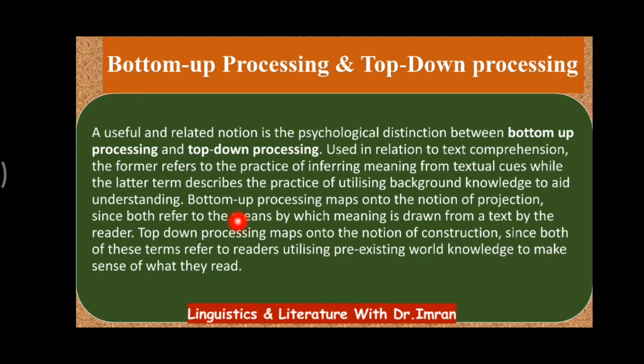You can see here that bottom-up processing maps onto the notion of projection, as we learn in text projection, since both refer to the means by which meaning is drawn from a text by the reader. So through both processes, we take meaning. If that is bottom-up processing, we see the text and we take the meaning. Or if that is top-down processing, we utilize our background knowledge and we take the meaning from the text. So both refer to the meaning-making process.